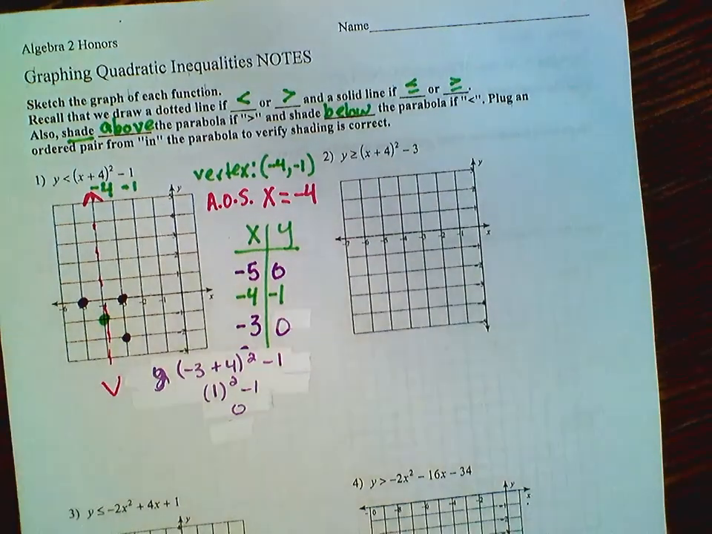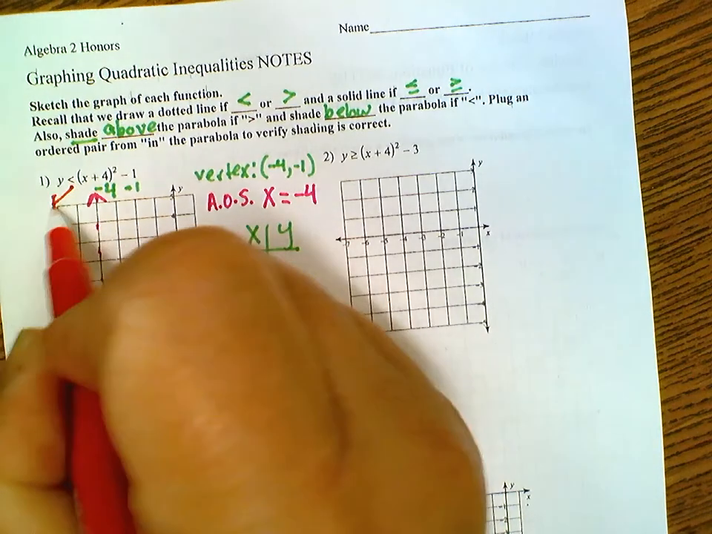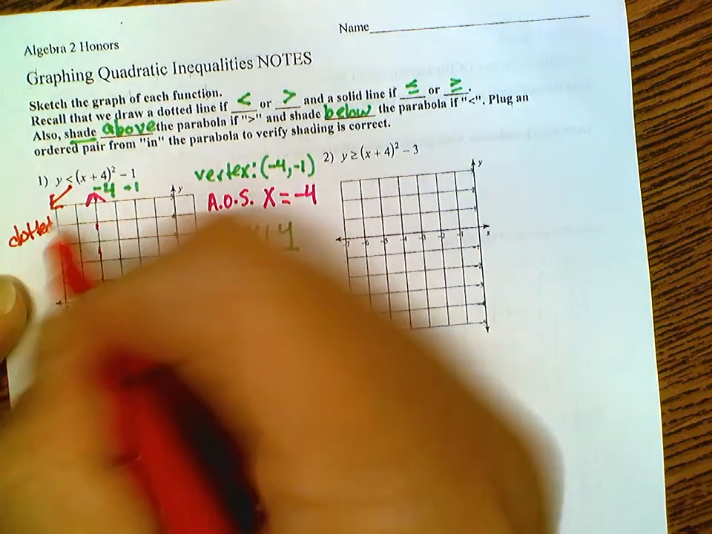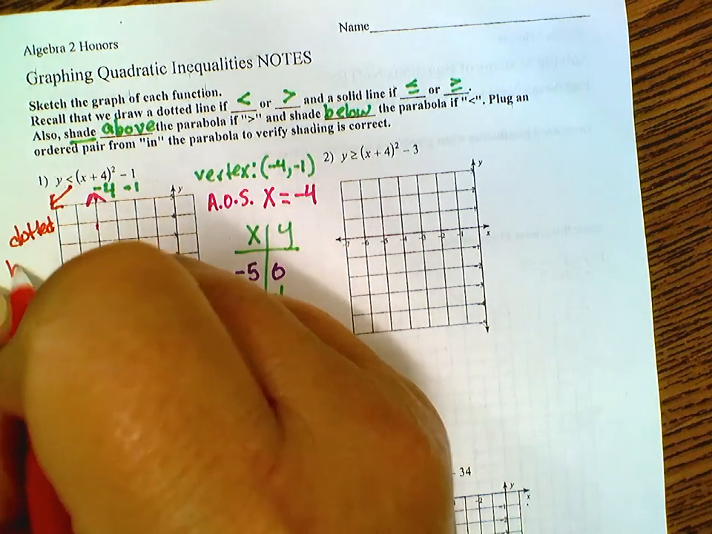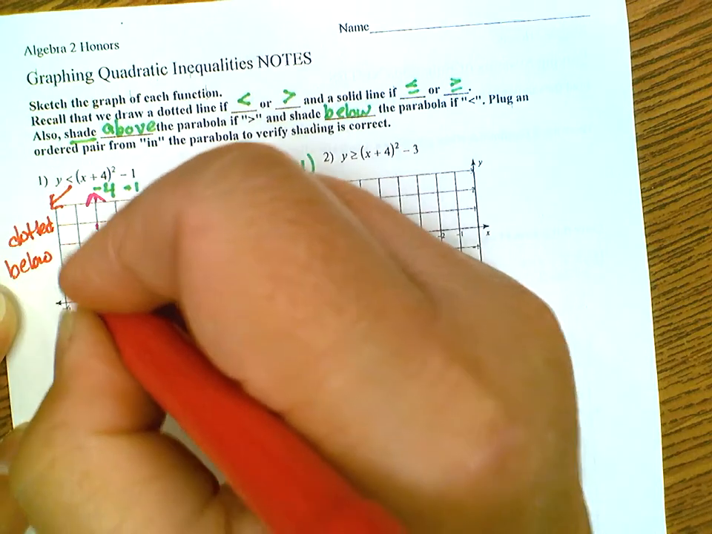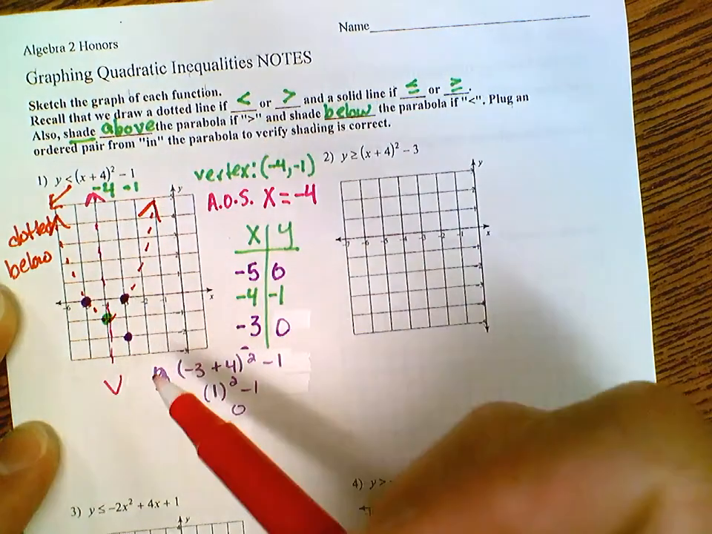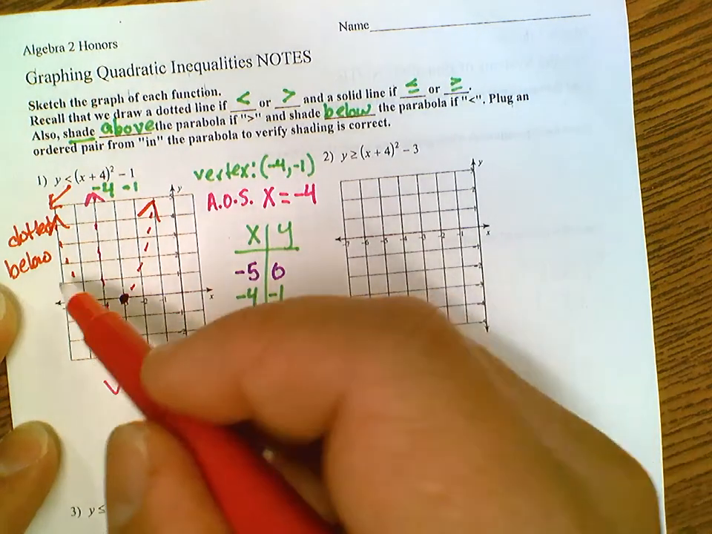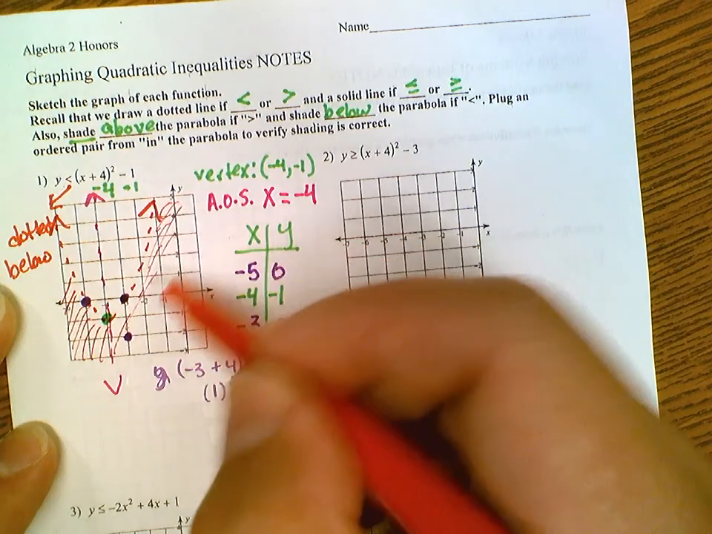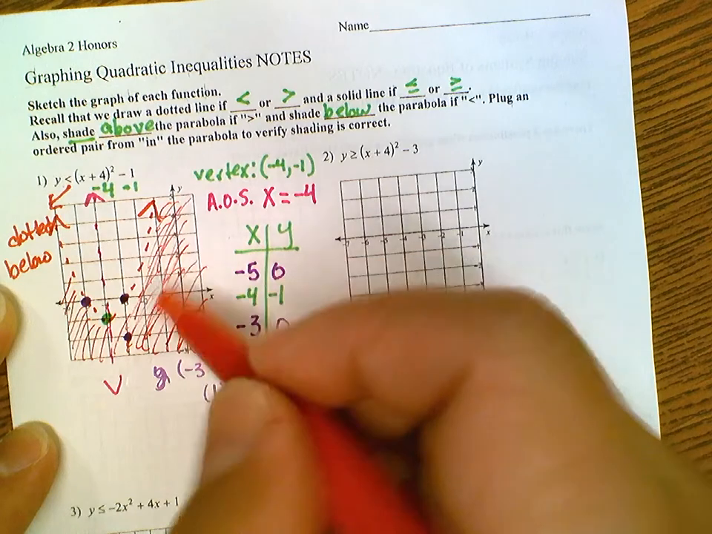Okay, so now let's talk about our line. This is strictly less than, so I use a dotted line. And it's strictly less than, so I shade below. All right, so I use a dotted line. And below, underneath, whatever words you want to describe the less than, these are all the values that are less than that line.